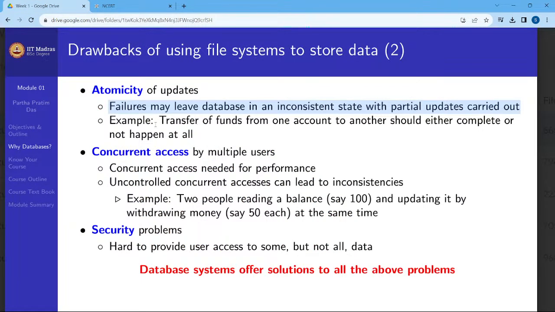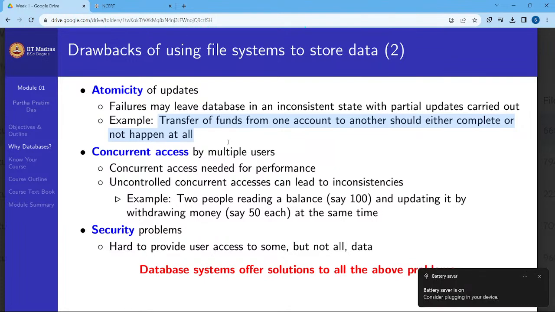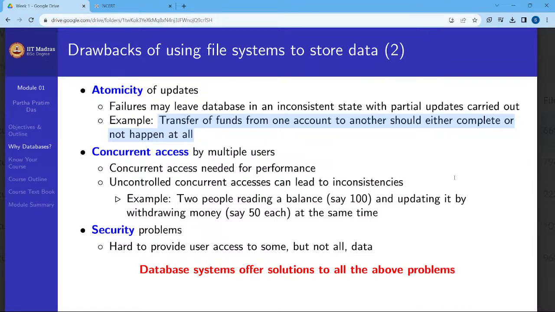An example is transfer of funds from one account to another, which should either complete or not happen at all. Let's say I am transferring 10,000 rupees from my HDFC account to my SBI account. It shouldn't happen that 5,000 is sent, but there was an error while sending the other 5,000. Once I check my SBI account, I see 5,000 has reached. Where are the rest of the 5,000? And I would have to reach out to banks again and again.